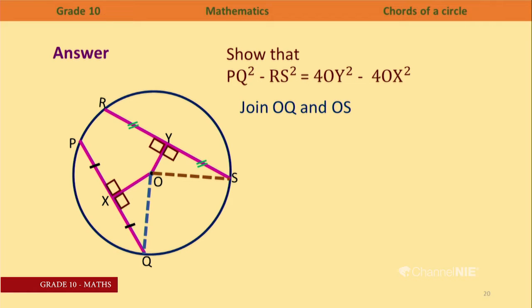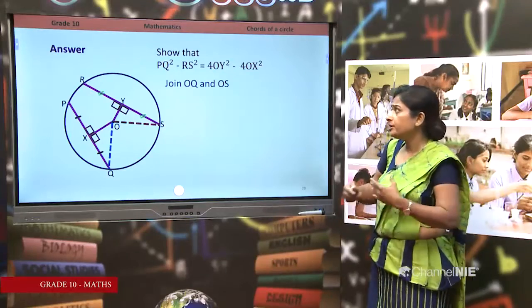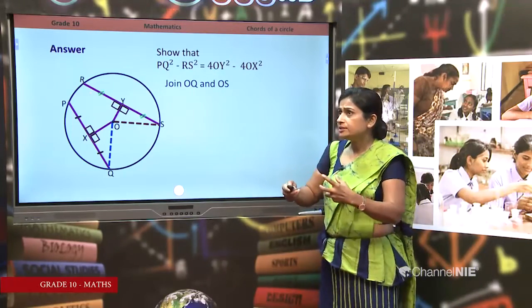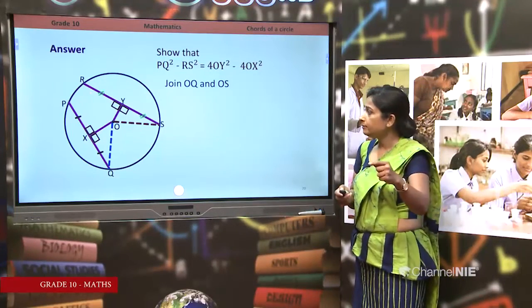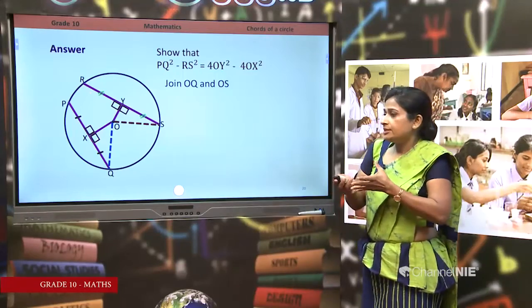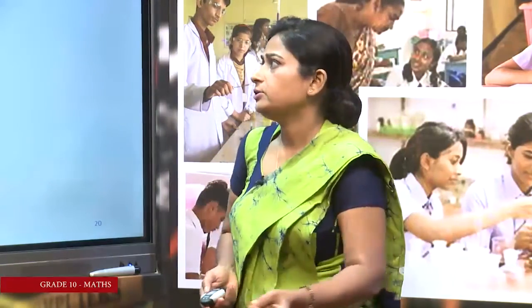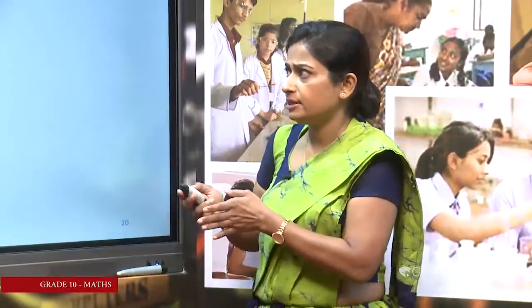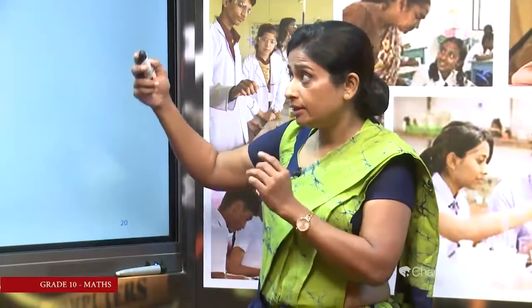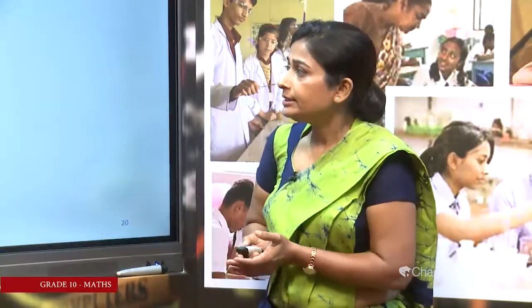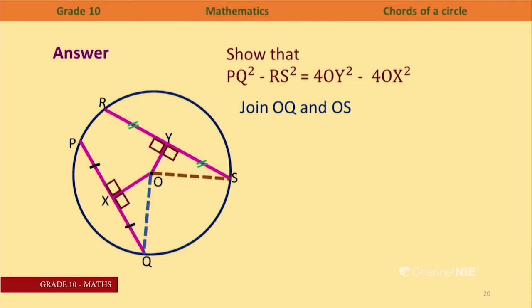Here we are going to build up that relationship. In that relationship, you can see that the lengths of the sides are already squared. So we have to consider the Pythagoras theorem. In the Pythagoras theorem, when we take the relationship of the three sides of a right angle triangle, we get the squares of the side lengths. According to the Pythagoras theorem, we can build up the relationship we have to prove. So after joining OQ and OS, let us try to build up a relationship.